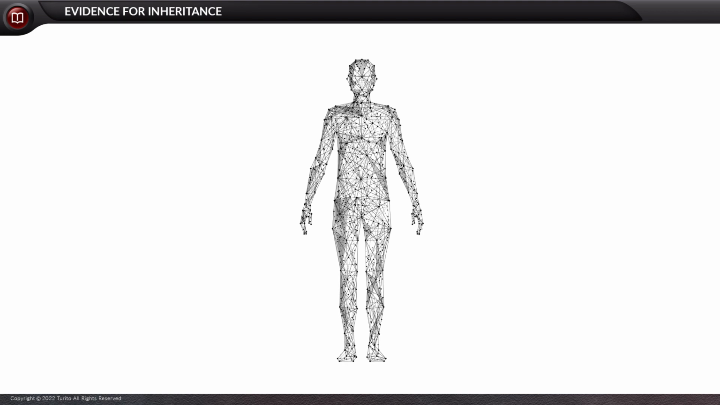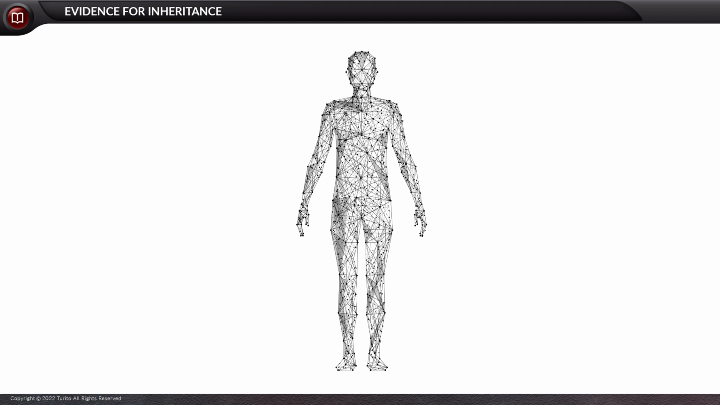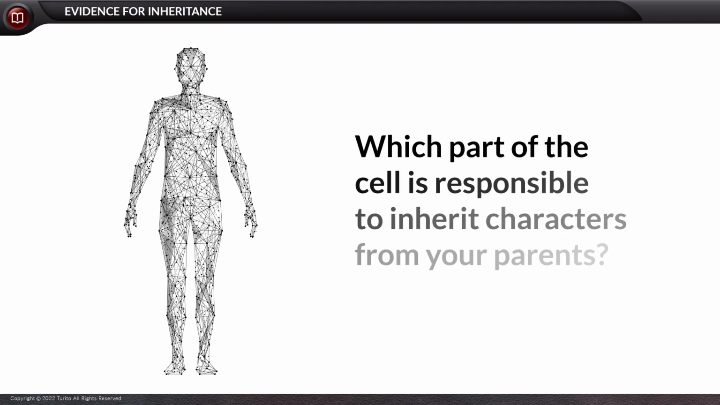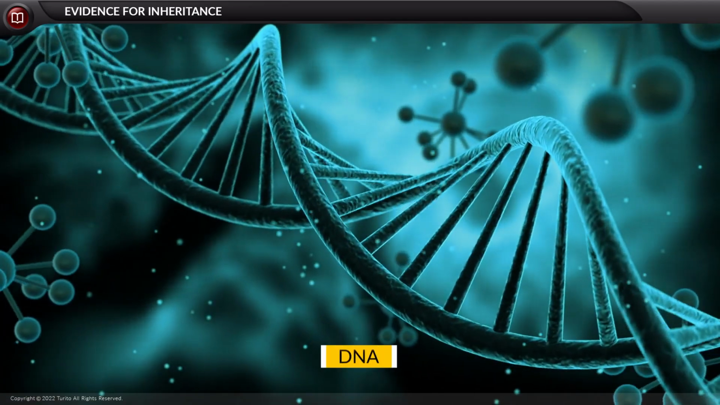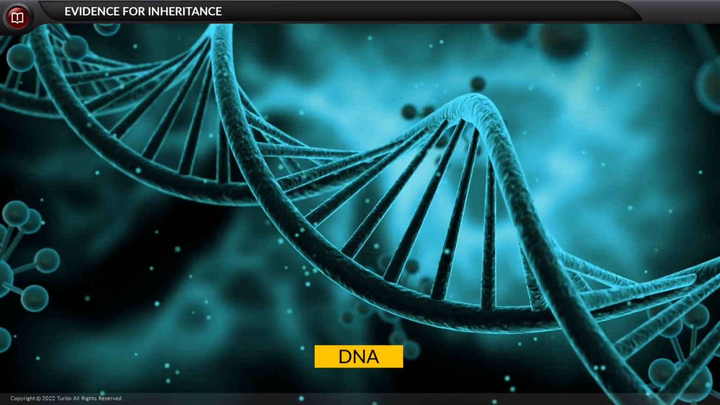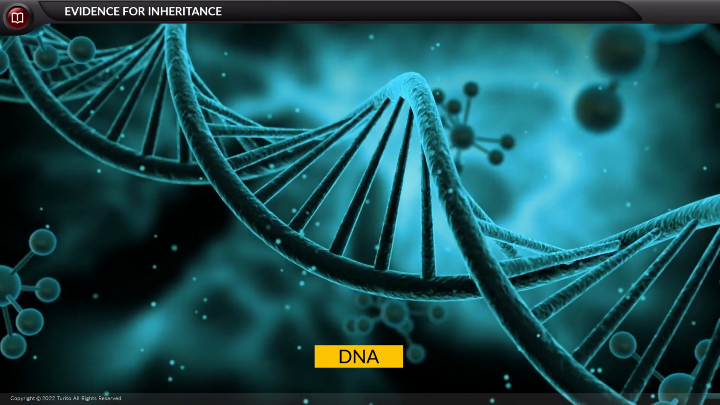We all know that our body is made of cells. Can you guess which part of the cell is responsible to inherit characters from your parents? It is a 2 to 3 meters long thread-like structure, called DNA, packed into chromosomes.